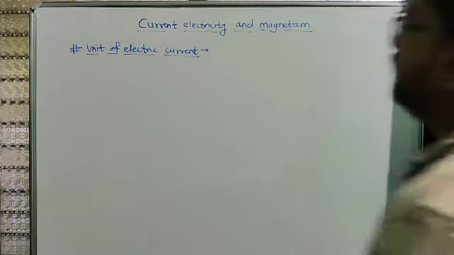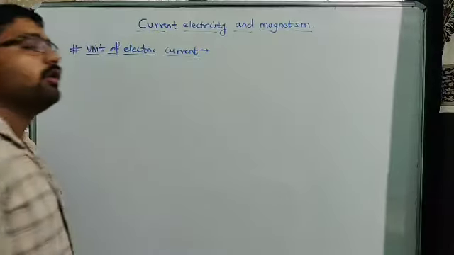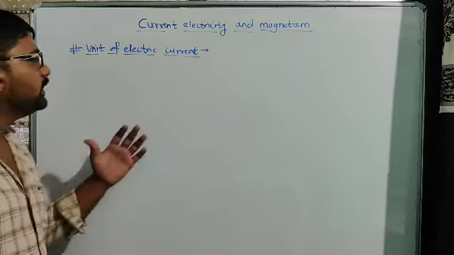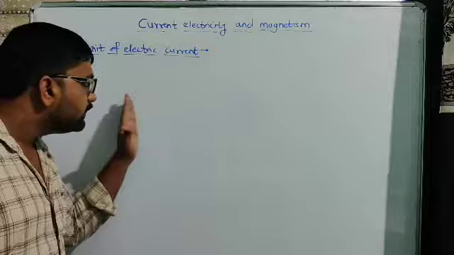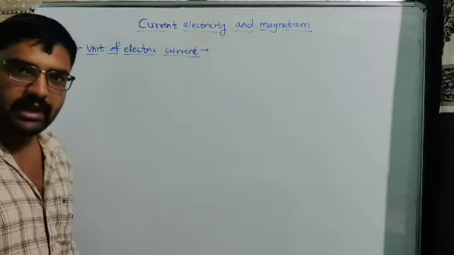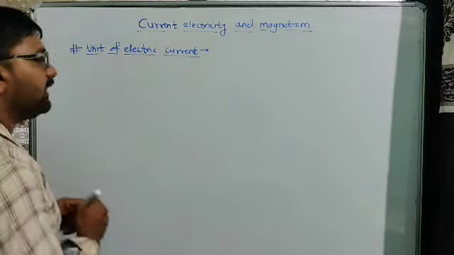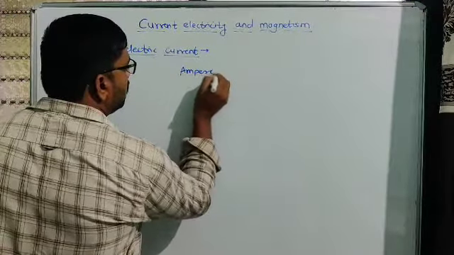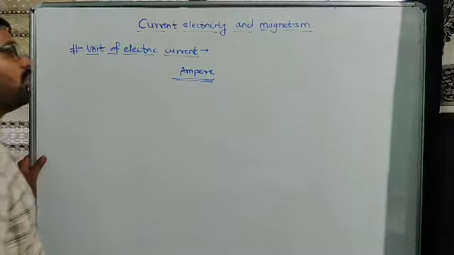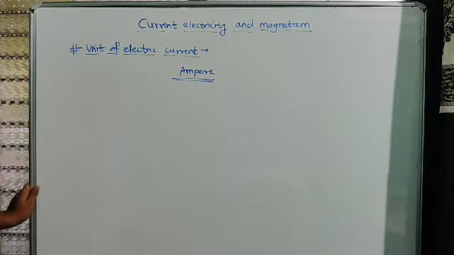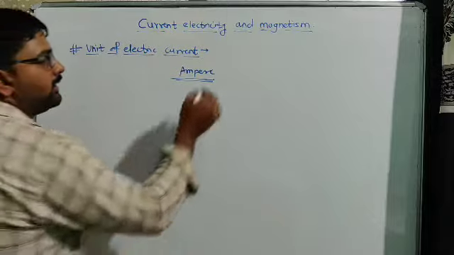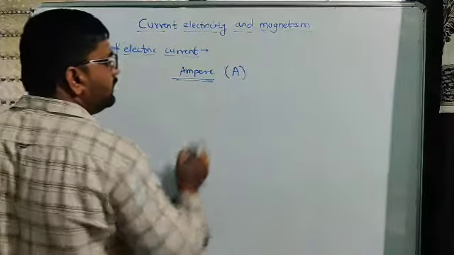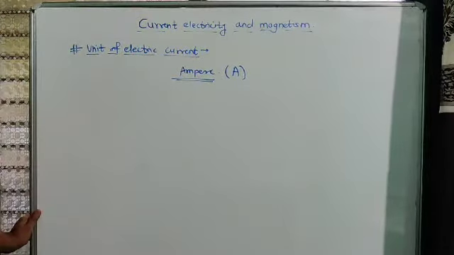Now the next topic we have to see is the unit of electric current. We know electric current is simply the flow of charges. And always remember, ampere is the unit of electric current. It is denoted in short by capital A. Ampere is the unit of electric current.